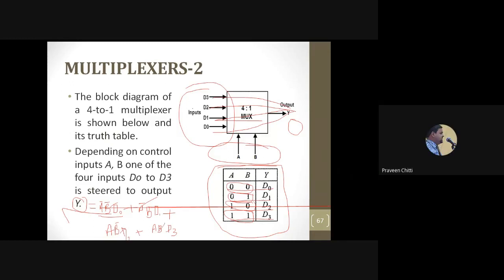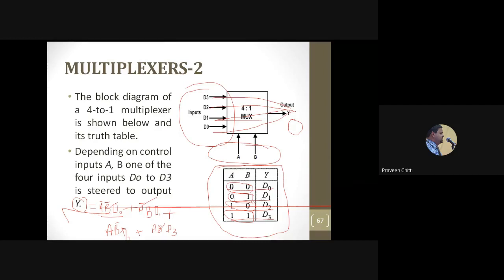So 4 AND gates you have to use, with 3 inputs, and the output of all these 4 AND gates should be given to 1 OR gate. How many inputs does the OR gate have? 4 input OR gate. And definitely you can use the inverter wherever required to get the complement of the select lines. I hope that is clear. You can draw the logic diagram.